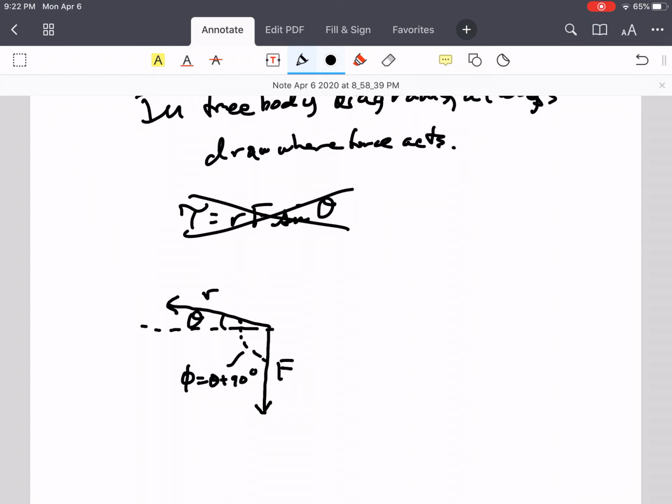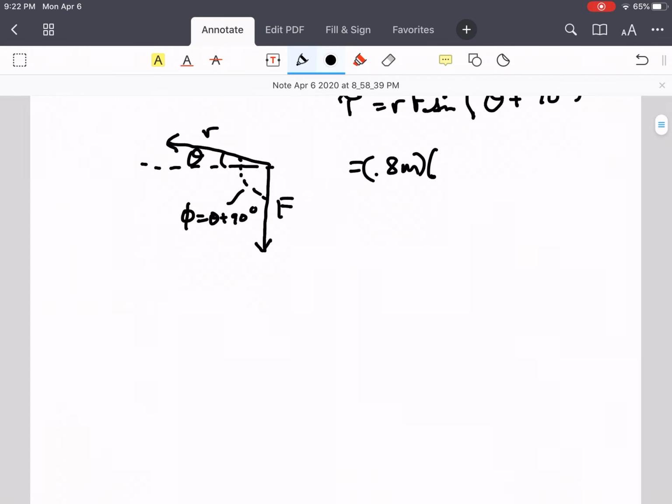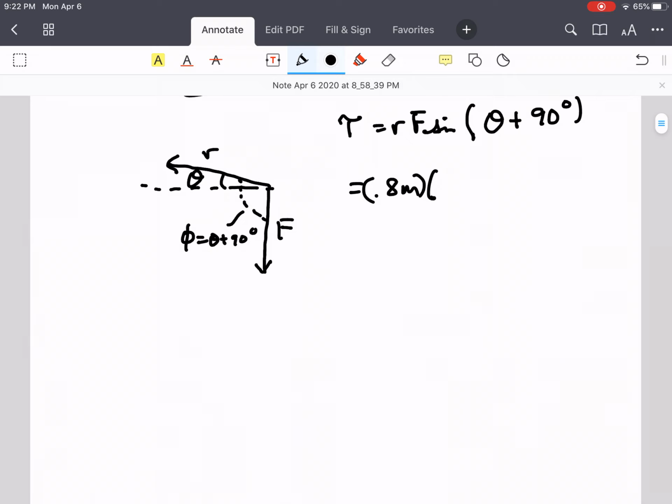So one way to calculate the torque is simply torque is equal to r times F times the sine of the angle between the vectors, which in this case, as we said, was theta plus 90 degrees. So that's 0.8 meters times, what did I say, 900 newtons? Let me look this up just to make sure I'm not lying.